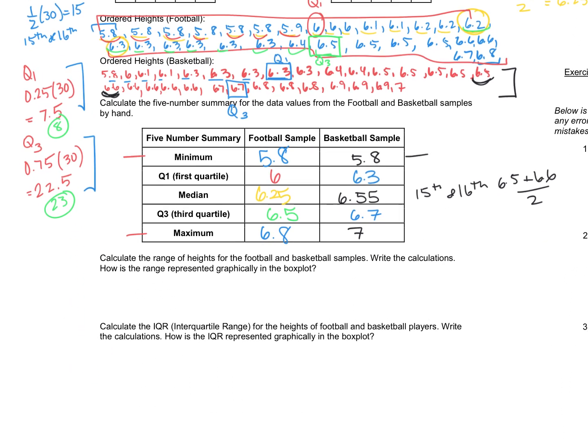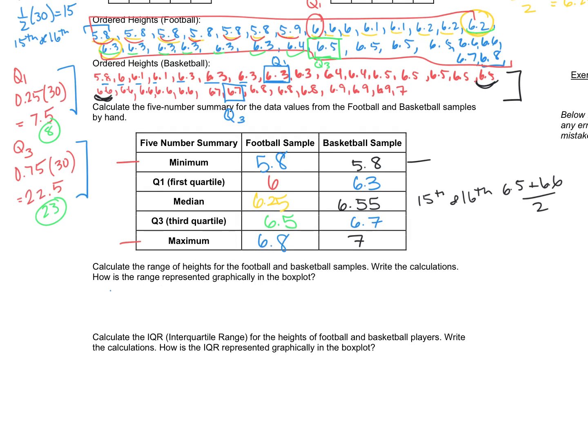And next it wants us to calculate the range of heights for each of these. So for the football, we have our range is 6.8 minus 5.8, so that's 1. And for our basketball sample, we have 7 minus 5.8, so 1.2, a little bit bigger range. And it wants us to know how that's represented graphically in the box plot, which is what we're going to draw next. And the range is always the whisker part.